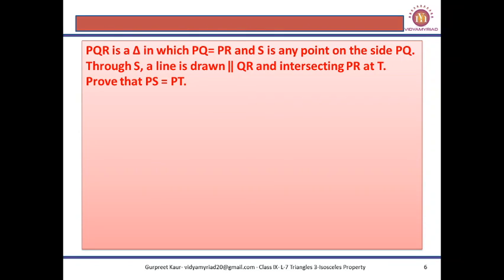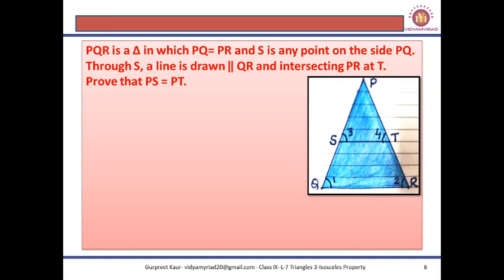Now let us do this question. I will show you the picture over here. See, they have given that PQR is a triangle in which PQ is equal to PR. We have two sides equal, so quickly we can say that angle 1 is equal to angle 2. Just now we have done, if the sides are equal then the angles will also be equal. And S is any point on the side PQ. Through S a line is drawn parallel to QR and intersecting PR at T. You need to prove that PS is equal to PT.